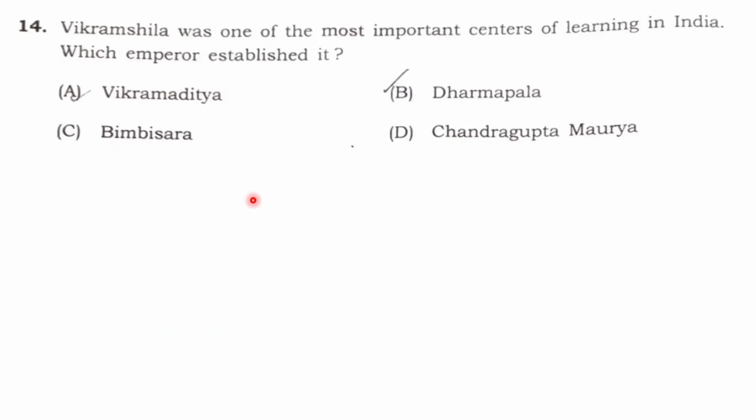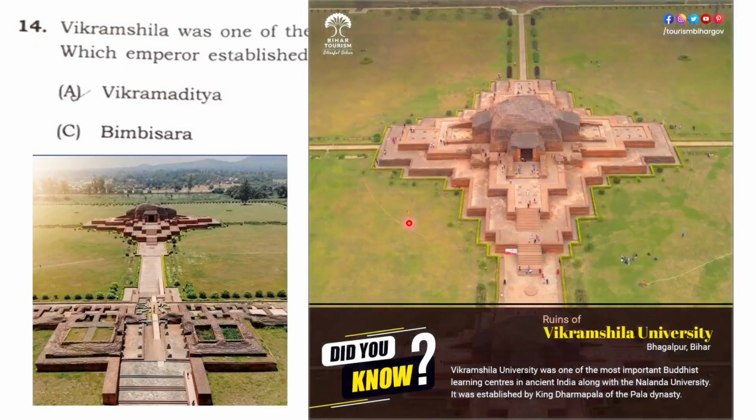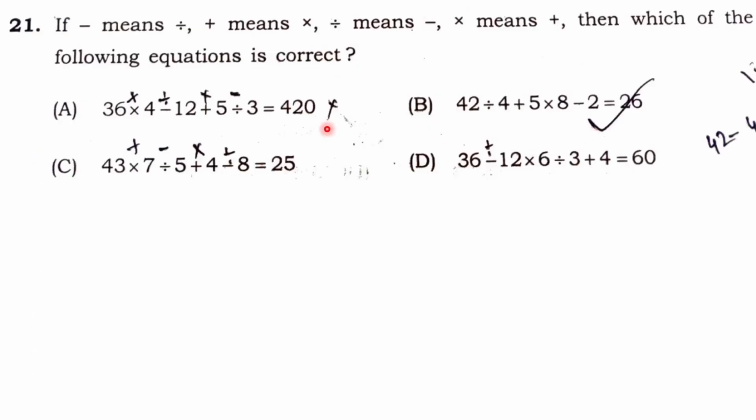Next question belongs to history. Vikramshila was one of the most important centers of learning in India, and people will think that because it is Vikramshila, the emperor who established it should be Vikramaditya, but the correct answer is Dharmapala. Vikramshila is situated in Bihar, and these are the ruins of the Vikramshila University, which was established by King Dharmapala of the Pala dynasty along with the Nalanda University.